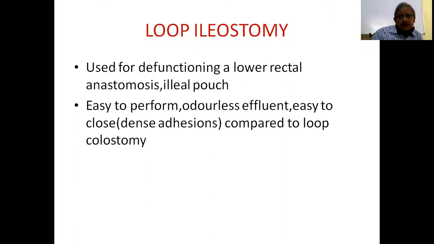Compared to loop colostomy, loop ileostomy is much better, because it is easy to perform and the effluent is odorless, since the motion is not completely formed. It is also easy to close, compared with loop colostomy. Not that in every case it is easy to close. The problem especially arises whenever there are dense adhesions at the time of closure.